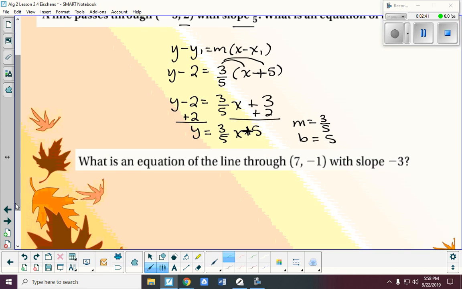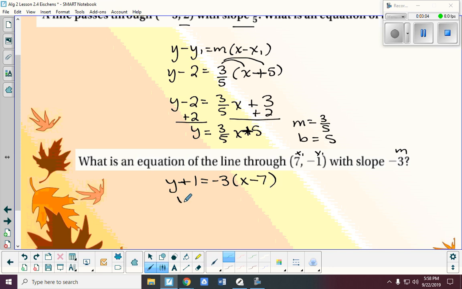All right, in the next problem, we have a point, so that's x sub 1, y sub 1, and we have a slope, which is negative 3. So we will use the point-slope formula to write the equation. So y minus y1. So y minus a minus 1 would be plus 1, and the slope is negative 3, and then x minus 7.